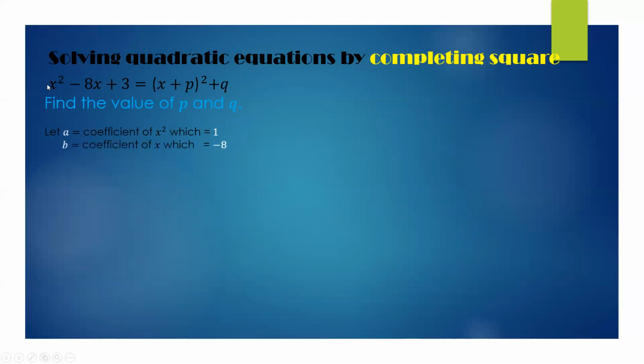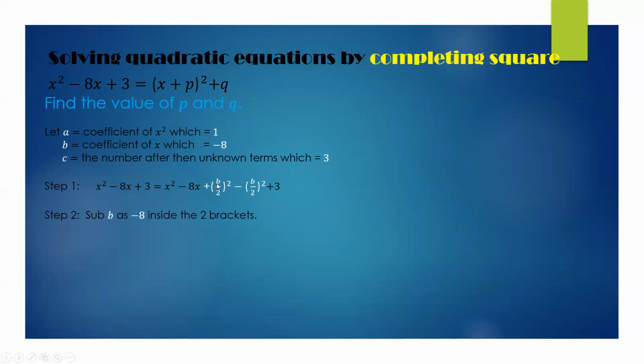All right. So we follow the same steps like what we learned just now: a equal to 1 here, b equal to -8, and c equal to 3. So step 1, I make this again. I add these two, right? Remember, I add these two, 1 plus 1 minus. Then after that, you substitute b as -8 inside this. So that's why we have -8 over 2, and -8 over 2 is actually -4. So after that, I compress this.